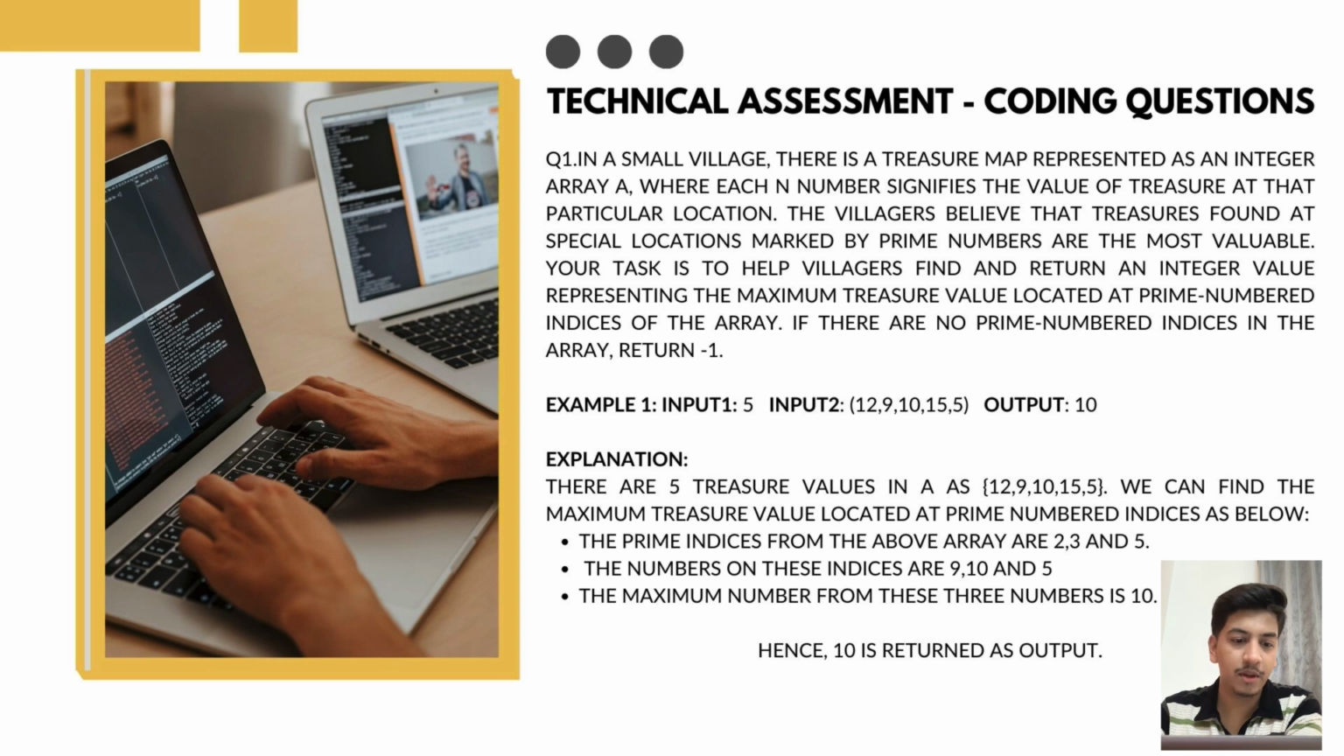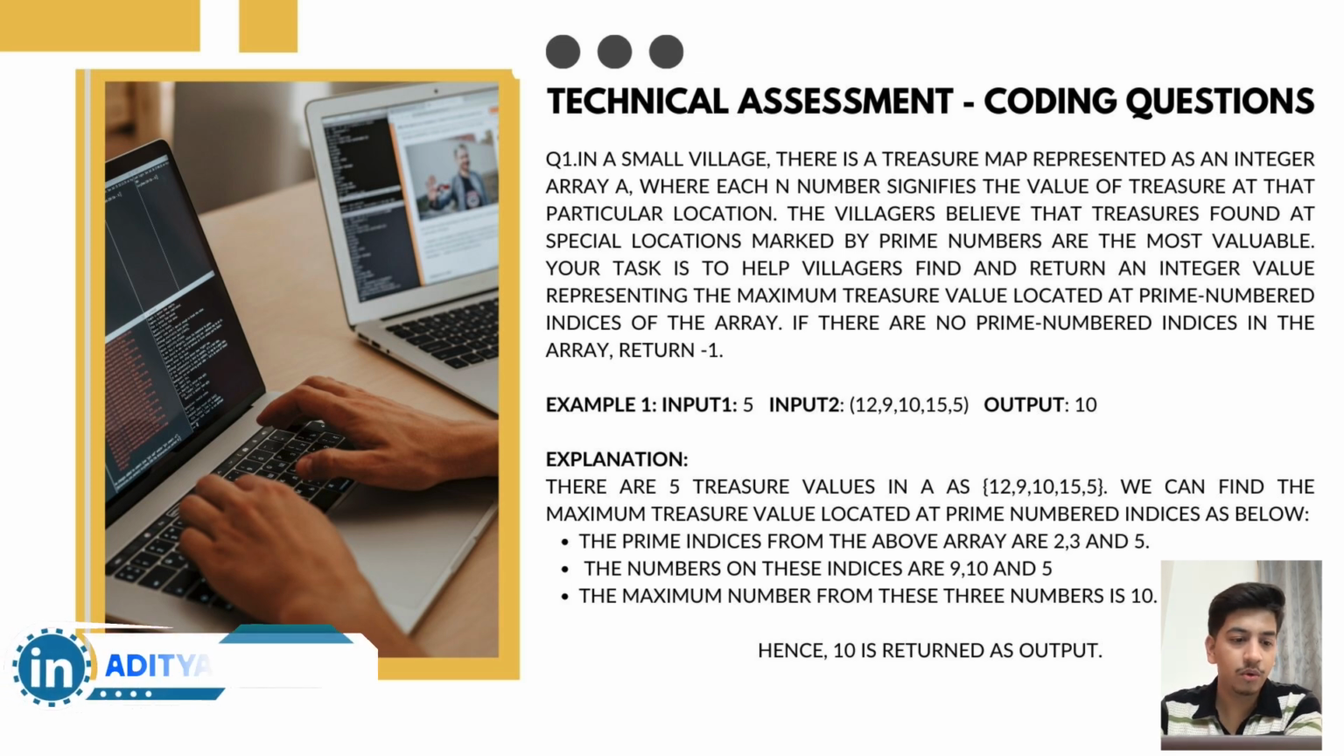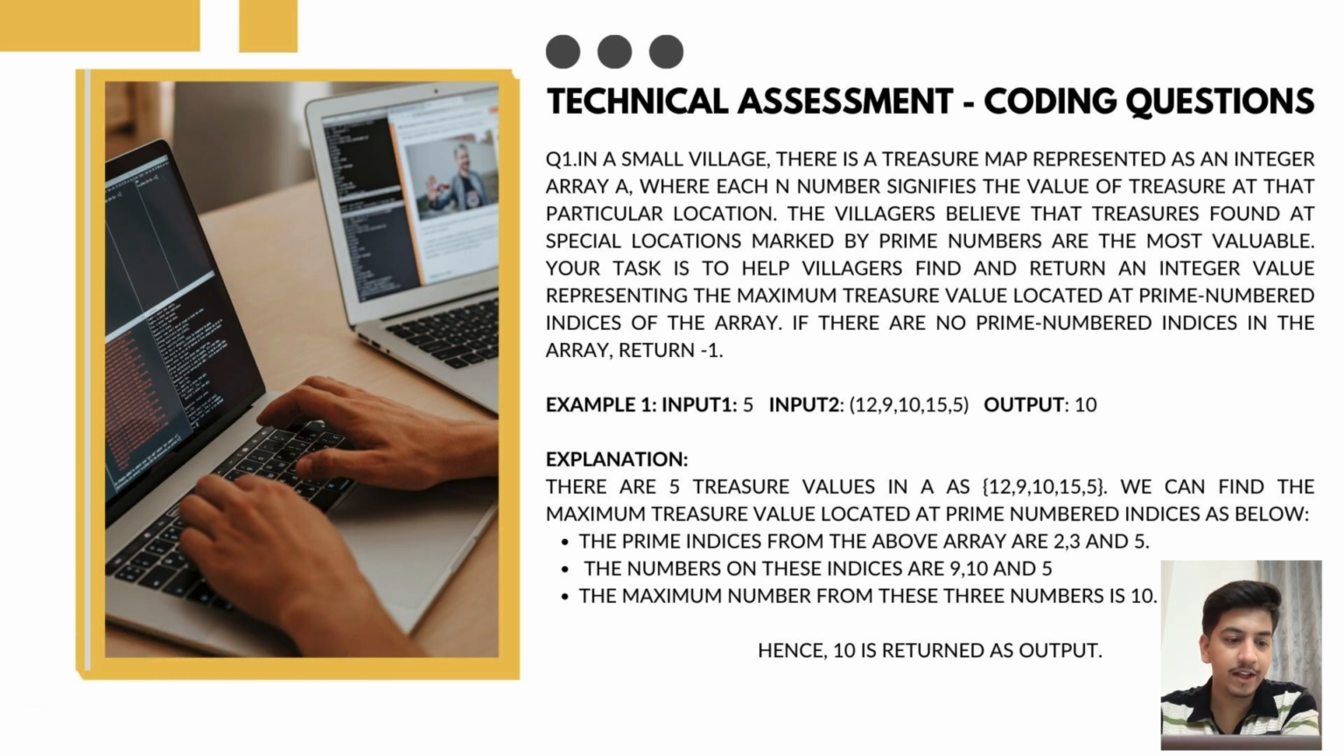So let's understand with an example. For example, if an array is like 12, 9, 10, 15 and 5, then you look only at the elements at prime indices, like index 2, 3 and 5, and pick the biggest number among those. If there are no prime indices in the array, you should return -1.